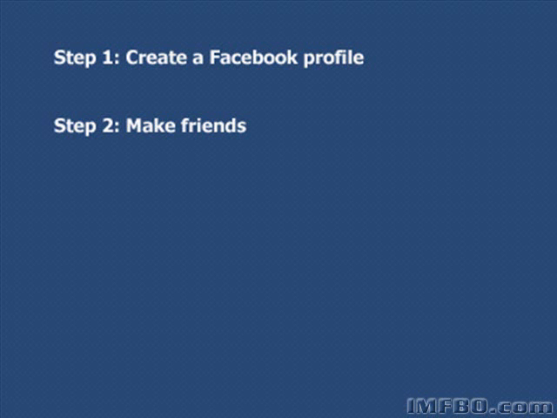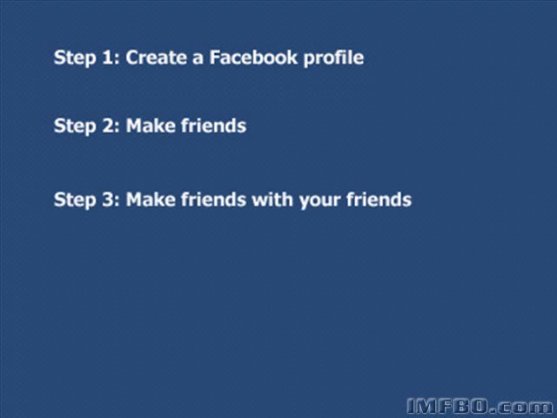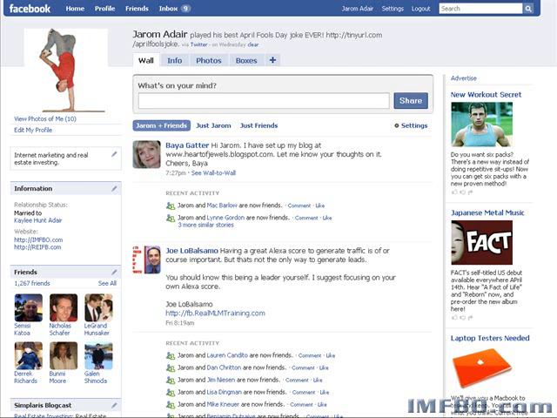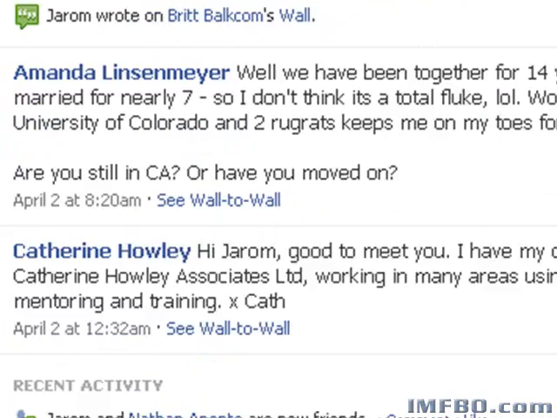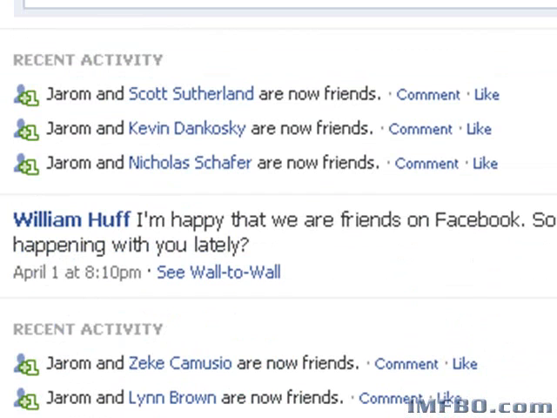Step 3. Make friends with your friends. Now, if you look at your wall, your profile, this will show you everything that's happening with your Facebook account, and it will show you who you're now friends with. Most of these people you haven't had a chance to talk with, but they are in your friends network now, so you can and should contact them because many of them probably need what you have, or they will need it at some point in the future.